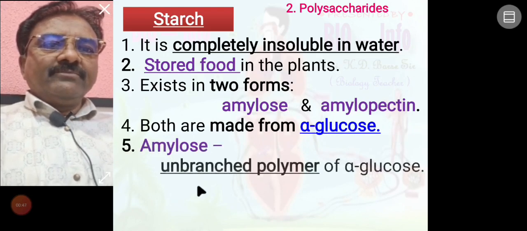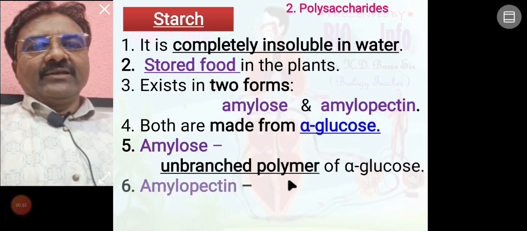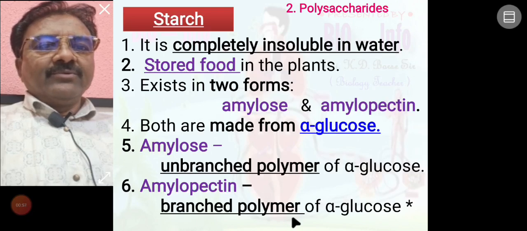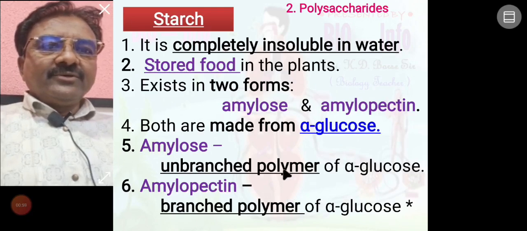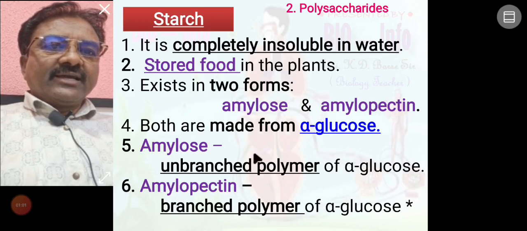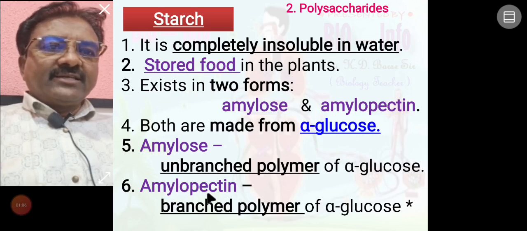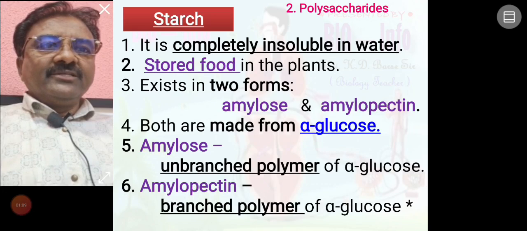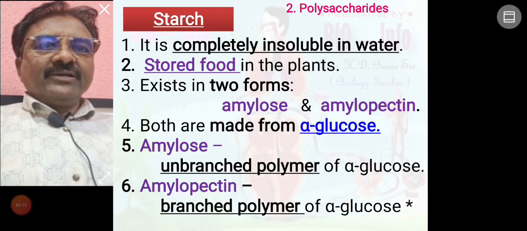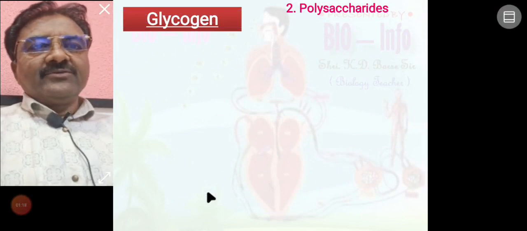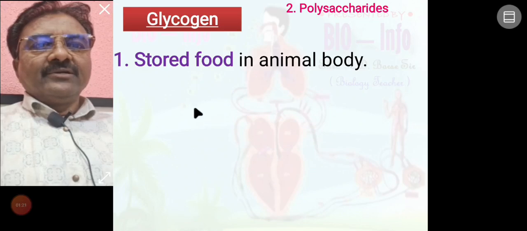Amylose, an unbranched polymer of alpha glucose, and amylopectin, a branched polymer of alpha glucose. So here are listed the characteristic features of amylose and amylopectin starch. Up to here completed. Starch is one of the polysaccharide compounds. Now we learn glycogen is also one of the polysaccharide compounds.